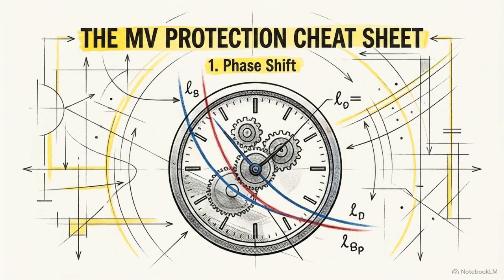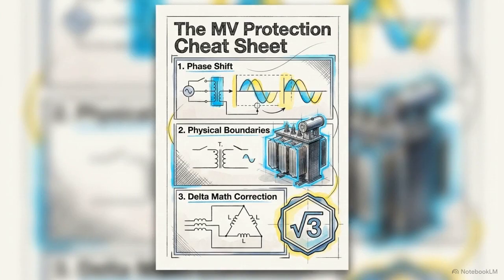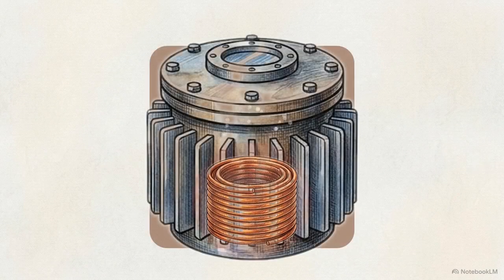Vector group numbers multiply by 30 degrees for phase shift, ANSI curves dictate your hard physical limits, and delta primaries always require a mathematical shift to match line current to winding current. Calculating these geometric shifts separates reliable engineering from catastrophic equipment failures. Next, we'll look inside the tank, using dissolved gas analysis to catch degradation before a fault ever triggers.